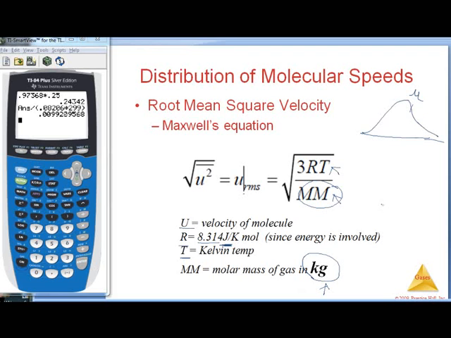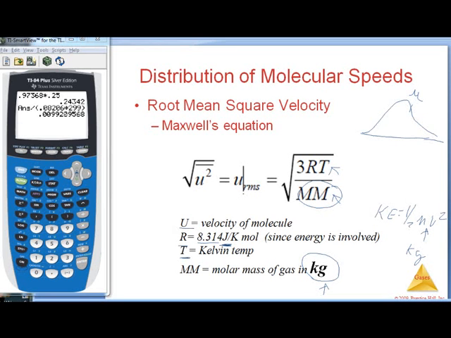Because when I'm talking about energy, again, kinetic energy is 1/2 mv squared. The m is kilograms. Okay, so again, we're talking about energy, so I need to use kilograms.